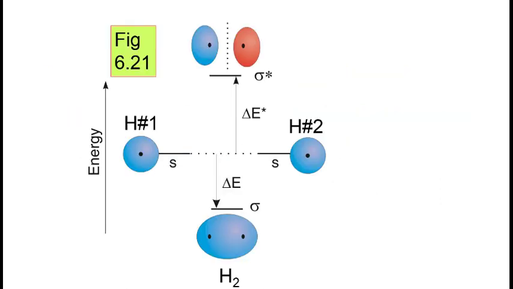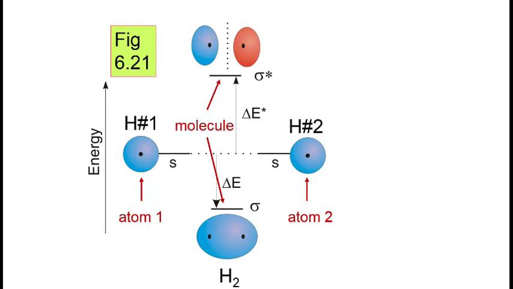Going back to molecular orbital theory, we reproduce the information in figure 6.21 from the textbook. This is a molecular orbital energy level diagram for dihydrogen, with the energy levels and the shapes of the 1s atomic orbitals on the left and right, and the energy levels and shapes of the sigma bonding and anti-bonding molecular orbitals in the middle. We note that 2 atomic orbitals mix to form 2 molecular orbitals, one bonding at lower energy and one anti-bonding at higher energy.